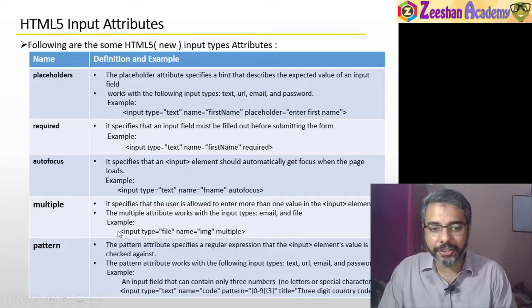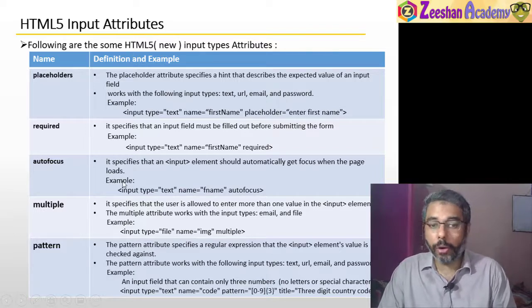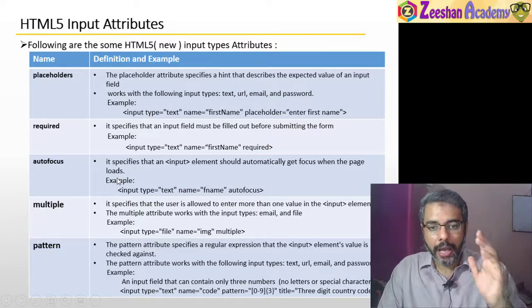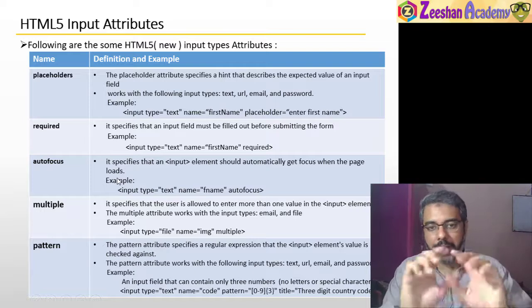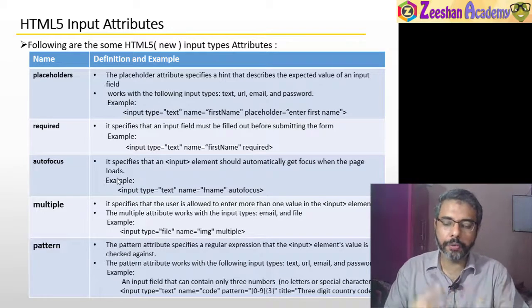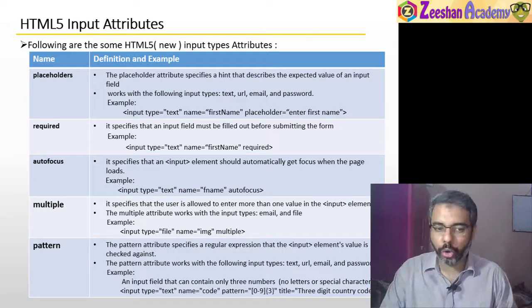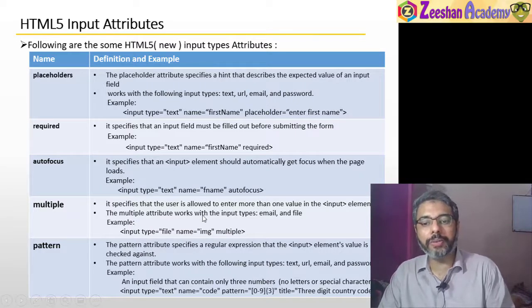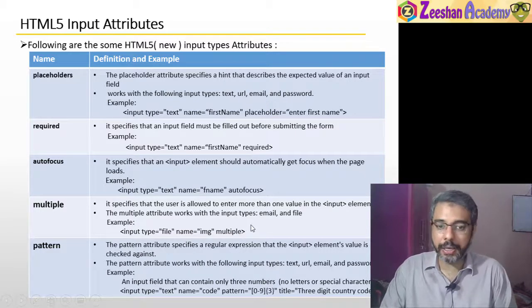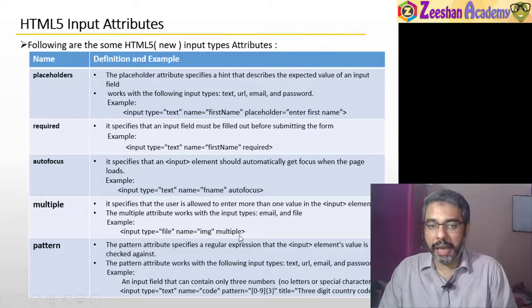Autofocus, multiple, pattern, these are again various different attributes. Autofocus, for example, means that as soon as the user finishes one element, the next one gets focus. The focusing of each component or multiple tabs or multiple text fields is managed automatically. Multiple specifies that the user is allowed to enter more than one value in an input field. So for example, multiple files being uploaded. Okay, we can have that.